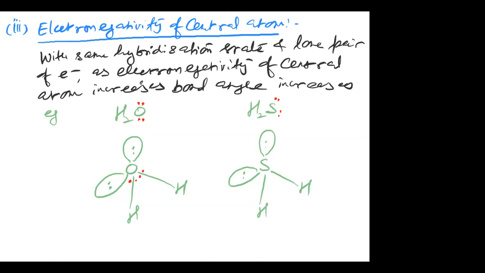The bond pair of electrons gets more shifted towards oxygen, as oxygen is much more electronegative than hydrogen. Here the bond pair of electrons is also shifted towards sulfur, but not to that extent. We have more repulsion between bond pair and bond pair in H2O, and thus this angle becomes 104.5 degrees, and due to less repulsion, this angle is just 92 degrees. So as the electronegativity of the central atom increases, the bond angle increases.